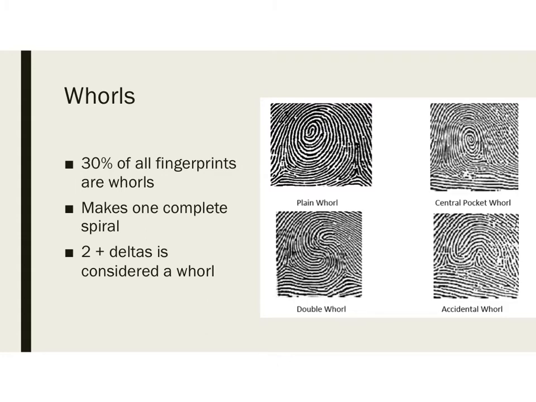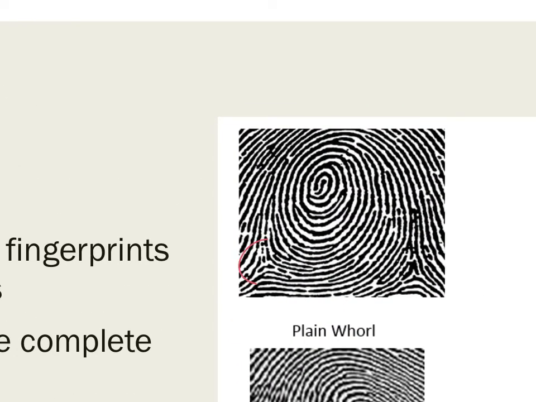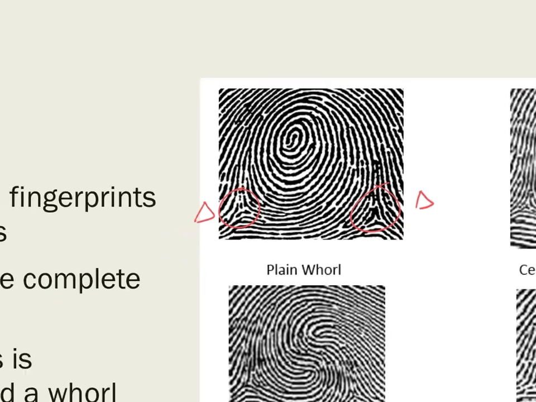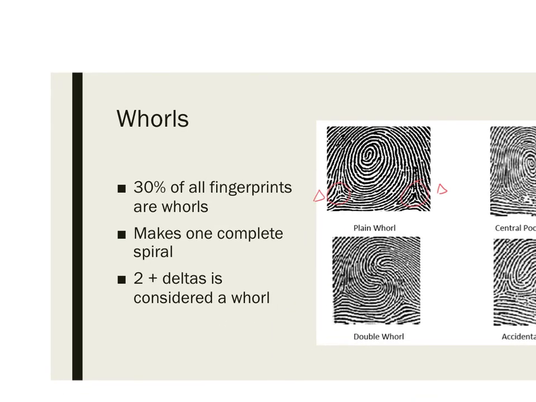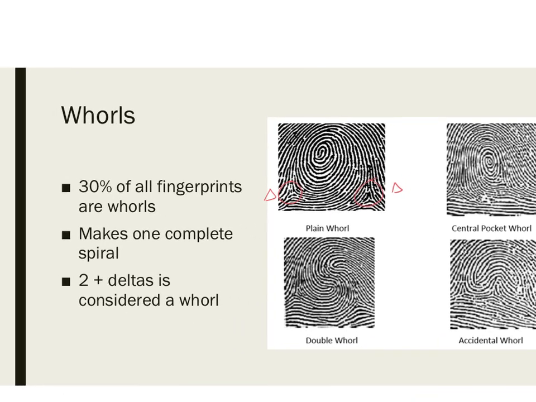All right, our whorls. Take a look at our first picture. What's that and that? Hopefully you're telling me that that's a delta. So if you look, we now have 2 deltas, whereas our loops only had 1. These will create a complete spiral. Again, they have 2 deltas, and they'll create a complete spiral. About 30% of our fingerprints are whorls.